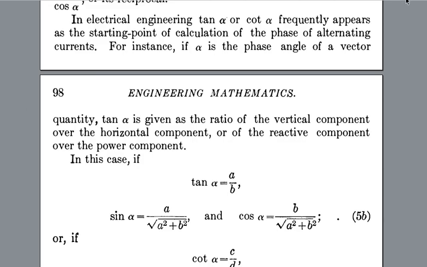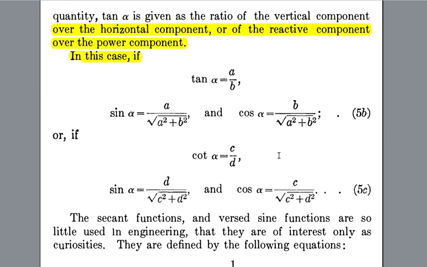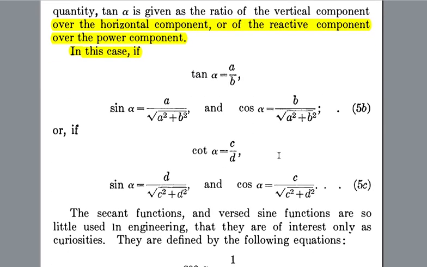If the tangent of alpha equals a divided by b, then the sine of alpha equals a divided by the square root of the sum of a squared and b squared, and the cosine of alpha equals b divided by the square root of the sum of a squared and b squared. Alternatively, if the cotangent of alpha equals c divided by d, then the sine of alpha equals d divided by the square root of the sum of c squared and d squared, and the cosine of alpha equals c divided by the square root of the sum of c squared and d squared.